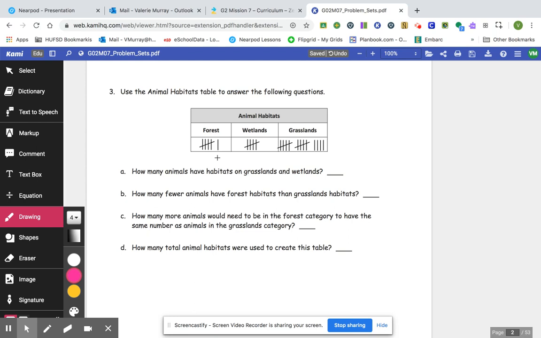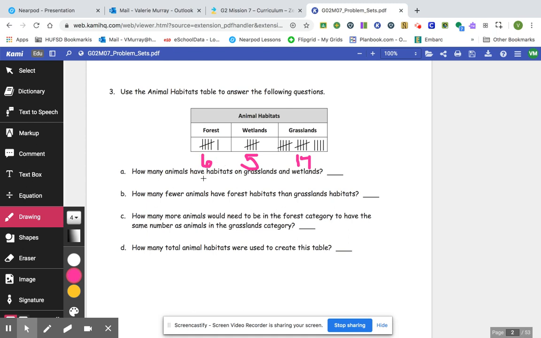So it says, use the animal habitats table. Because boys and girls, when you record answers, it looks like a table just like they did here. And you can see they have tally marks over here. There are 6 animal habitats in the forest, 5 in the wetlands, and 5, 10, 11, 12, 13, 14 in the grasslands. So let's just write that down right away. So 14, 5, and 6.